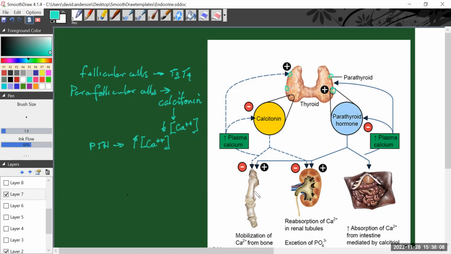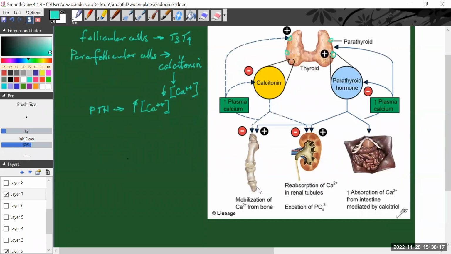So we're going to mobilize minerals from bone, and that would be through what cell? What cell would help us mobilize calcium from bone? Osteoclast. That's right. So we would get an increase in osteoclast activity.